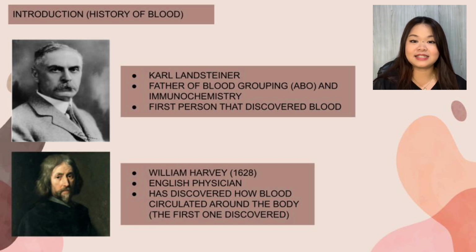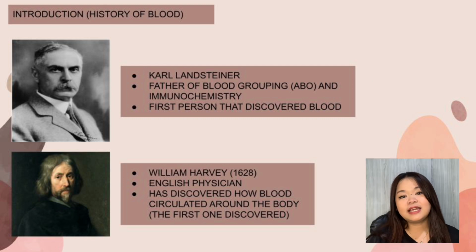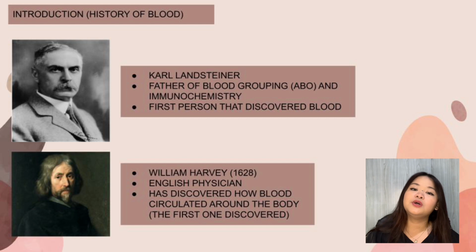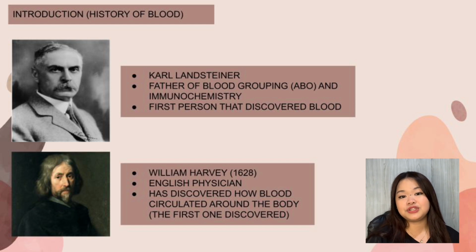This is Karl Landsteiner, or known as the father of blood grouping and immunochemistry. He is popular because he is the first person that discovered blood. Next is William Harvey. William Harvey is an English physician. In 1628, he was the first one to discover how blood circulated around the body, with the heart pumping blood into the body through arteries and the blood returning back to the heart through the veins.